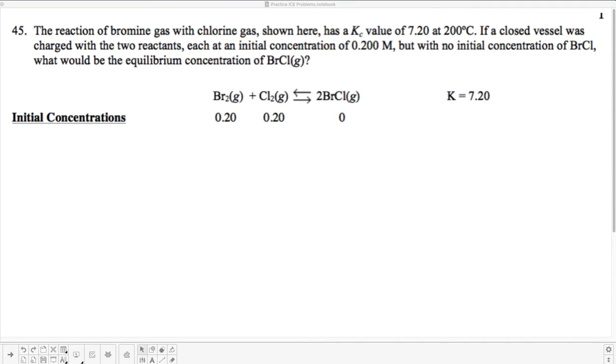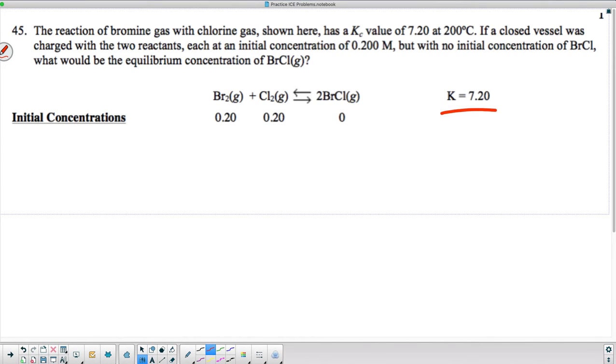All right, AP class, let's get ready to get into it. What we're looking at here is an ICE problem, and this ICE problem has the K value right over here, and does not have any equilibrium concentrations, which we're going to have to find. So we have the initial concentrations of both reactants at 0.2 and 0.2 and 0. So this right here is the initial. The change is what I'm going to explain next, and then the equilibrium is what obviously we're going to find.